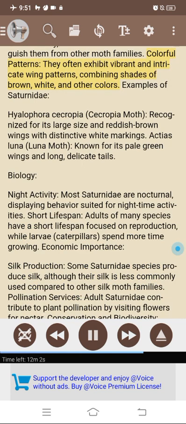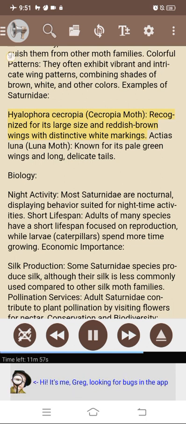Colorful patterns. They often exhibit vibrant and intricate wing patterns, combining shades of brown, white, and other colors. Examples of saturniids. Hyalophora cecropia moth, recognized for its large size and reddish-brown wings with distinctive white markings. Actias luna moth, known for its pale green wings and long, delicate tails. Biology. Night activity: most saturniids are nocturnal, displaying behavior suited for nighttime activities. Short lifespan: adults of many species have a short lifespan focused on reproduction, while larvae, or caterpillars, spend more time growing.